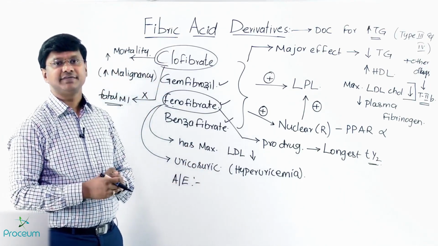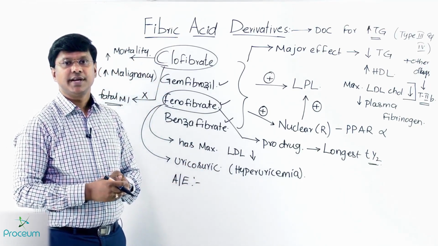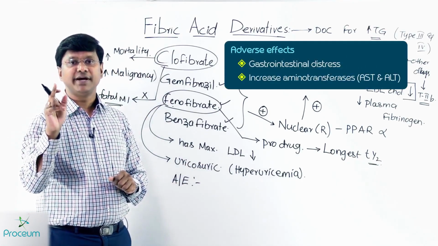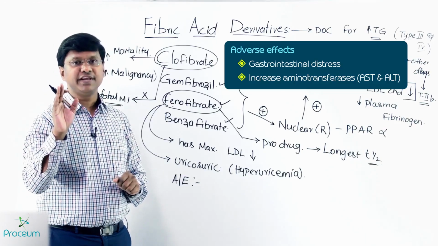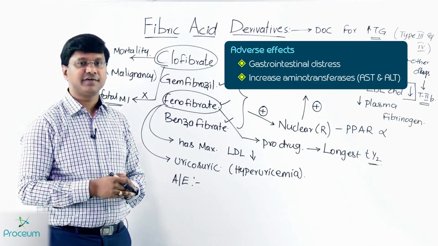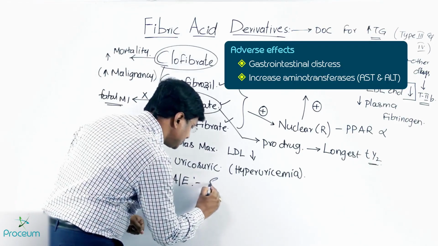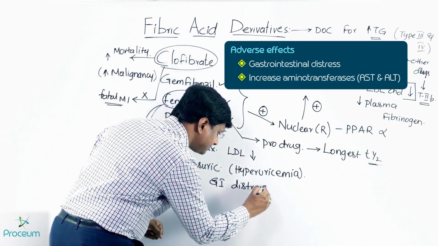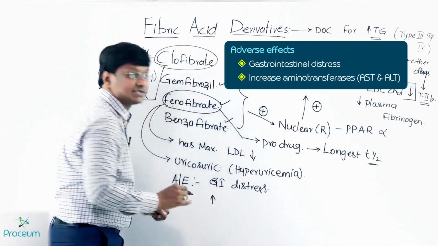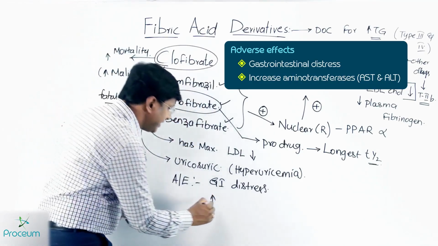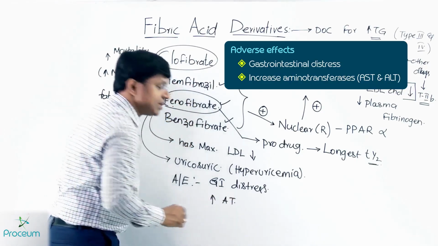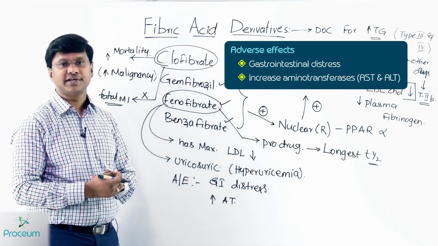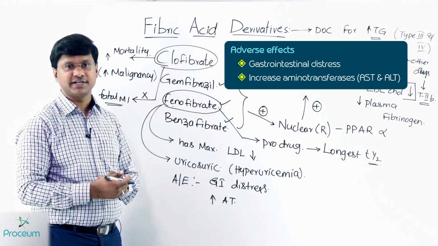Next, the other important point: we will come to the adverse effects of these particular drugs. Gastrointestinal distress and elevation of the aminotransferases are the very important adverse effects of fibric acid derivatives. So one is gastrointestinal distress and the other is an increase in the aminotransferases. What are the aminotransferases? They include aspartate aminotransferase as well as alanine aminotransferase.